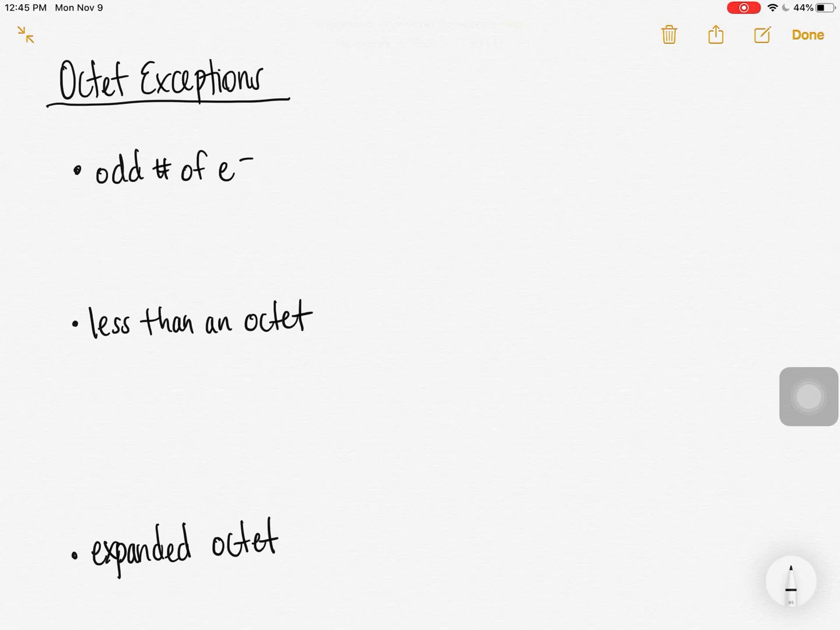This video is on exceptions to the octet rule and the strength of covalent bonds, bond lengths, and bond dissociation energy.